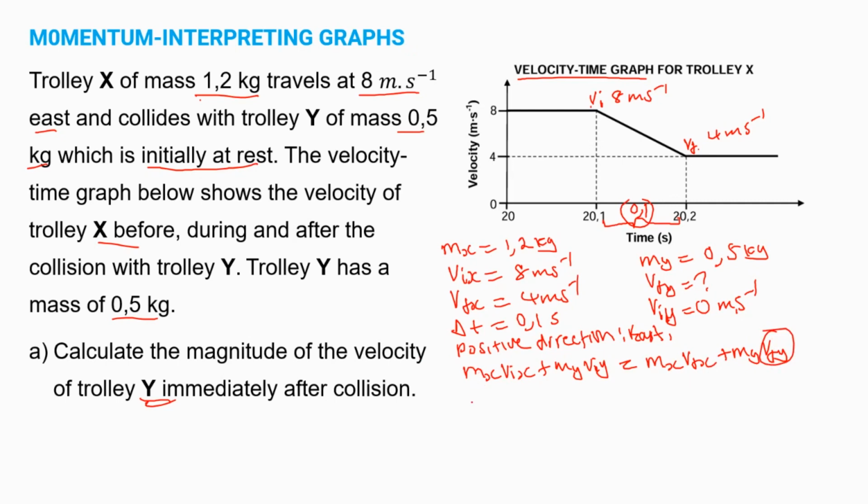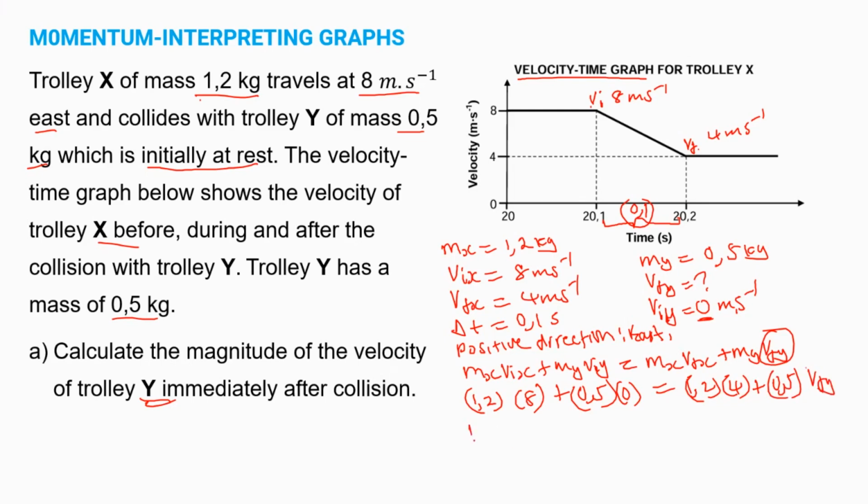So we have 1,2 times 8 plus 0,5, then initial velocity is 0, is equal to mass of X 1,2 times 4, because it's moving east, so velocity is positive, plus 0,5 times the final velocity of Y.